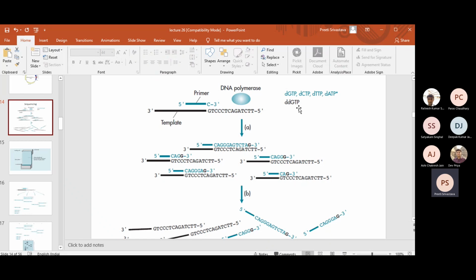Similarly, you perform another set of experiment in tube number 2, where instead of ddGTP, you add dideoxy CTP. Correct? In tube number 3, you add dideoxy TTP. In tube number 4, you add dideoxy ATP. So you have all the dNTPs, but then in individual tubes, you add either dideoxy GTP or CTP or TTP or ATP. Is that clear?